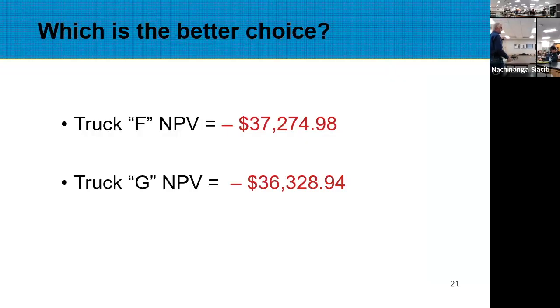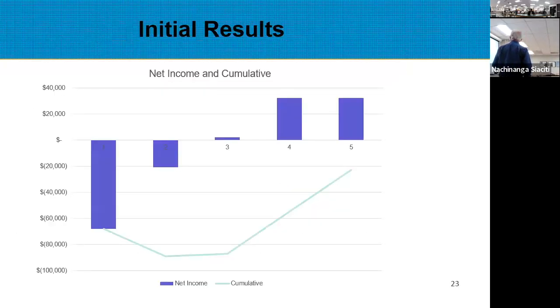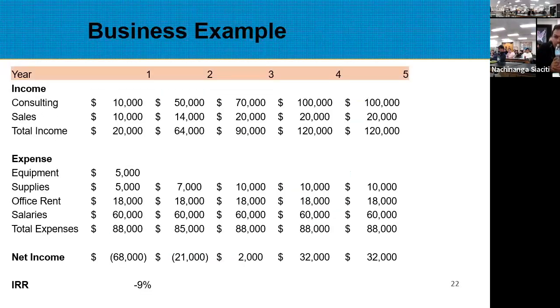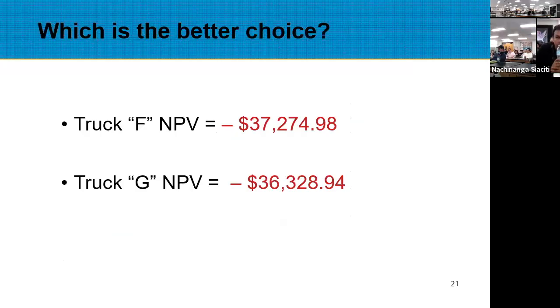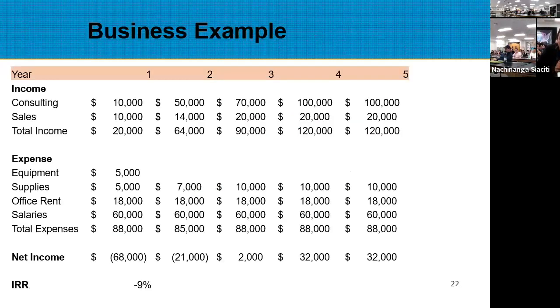So for the purposes of what we're doing here, it's going to be the truck G at negative $36,000 because it costs you less over the 5 years that you have it, either as your personal car or as the company car. And these tools can also be used for personal decisions. So, which is better? Well, there's some things I'll talk about a little bit later that might change your answer on that.